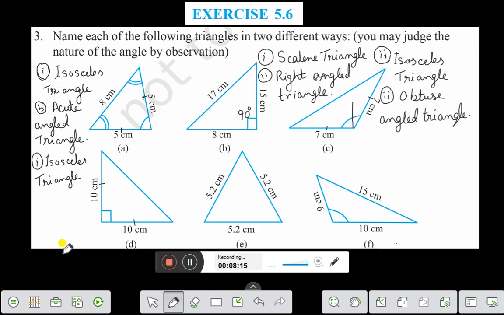And according to angle, here you see this angle is 90 degree. If one of the angles of a triangle is 90 degree, it is known as right angle triangle. According to angle, we can say it is a right angle triangle.